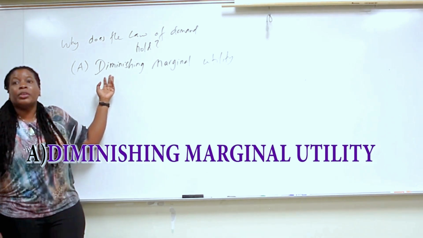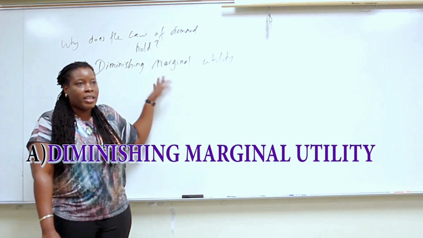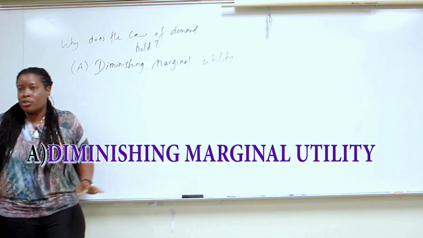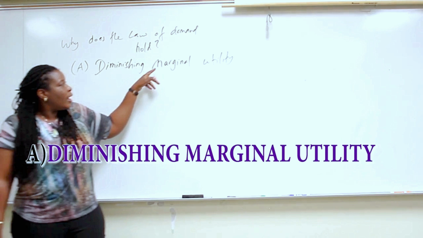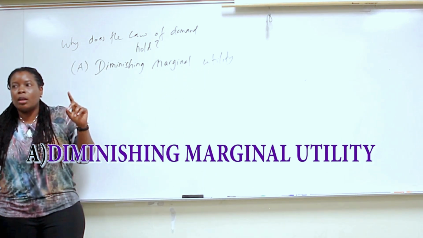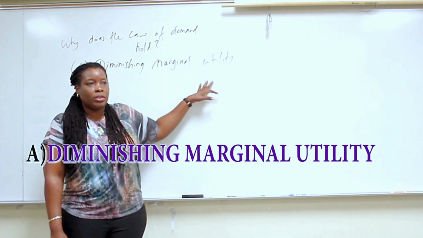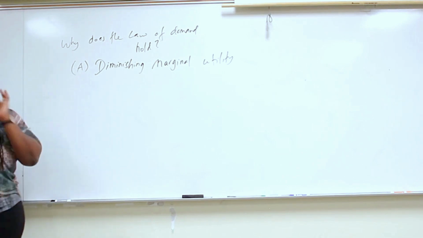Diminishing means decreasing. Marginal means extra or additional. Utility means pleasure or satisfaction. So this is decreasing, extra satisfaction. One reason why the law of demand holds: decreasing, additional pleasure. Let me explain this with an example.